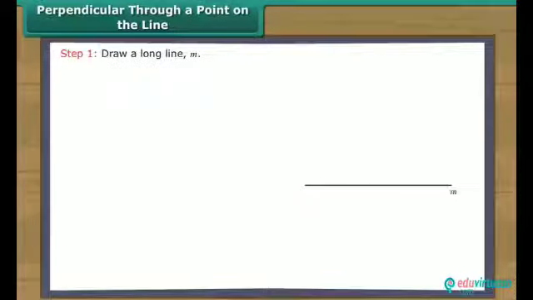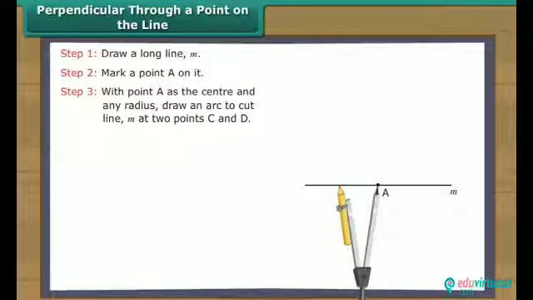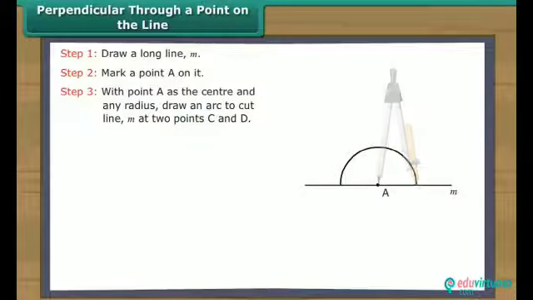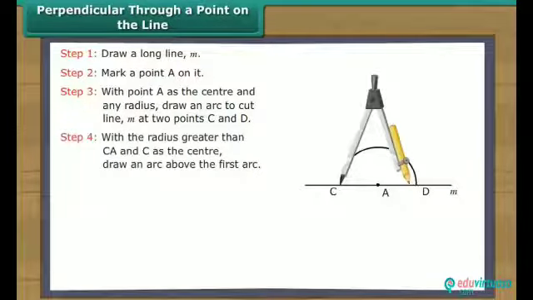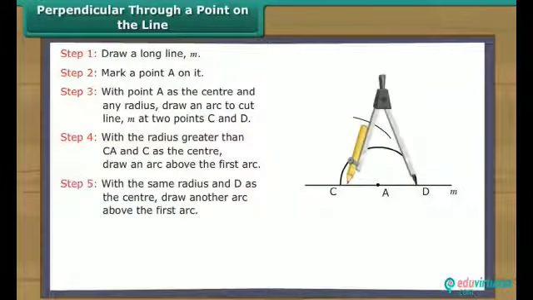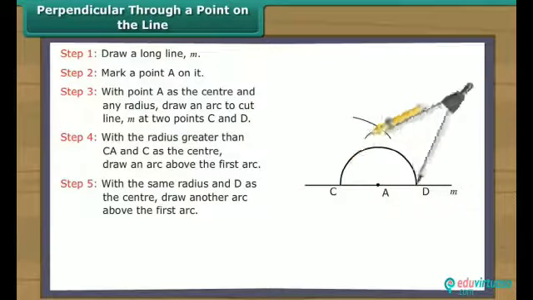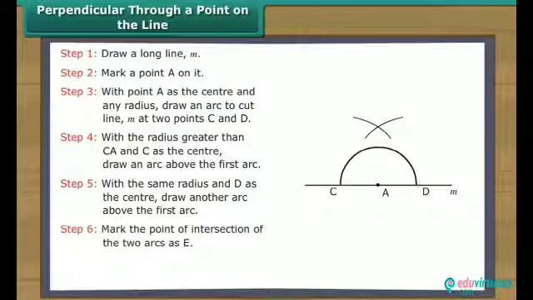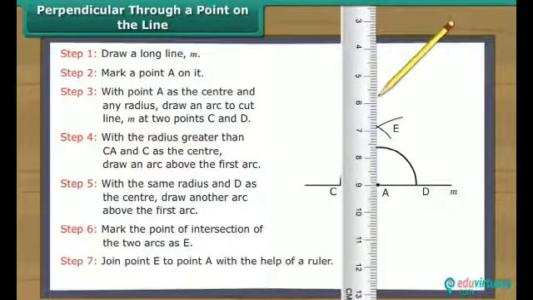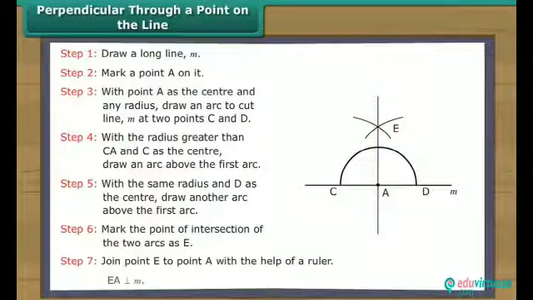Perpendicular through a point on the line. Draw a long line M. Mark a point A on it. With point A as the center and any radius, draw an arc to cut line M at 2 points C and D. With the radius greater than CA and C as the center, draw an arc above the first arc. With the same radius and D as the center, draw another arc above the first arc. Mark the point of intersection of the 2 arcs as E. Join point E to point A with the help of a ruler. EA is perpendicular to line M.